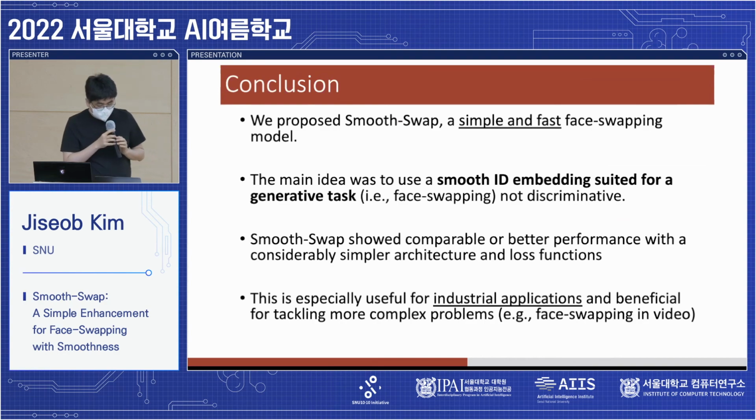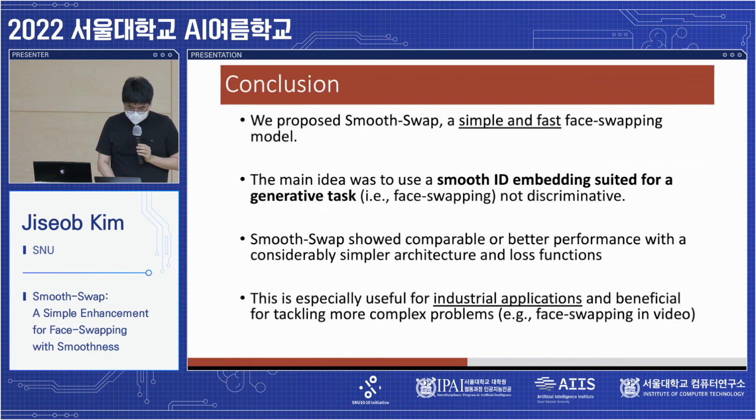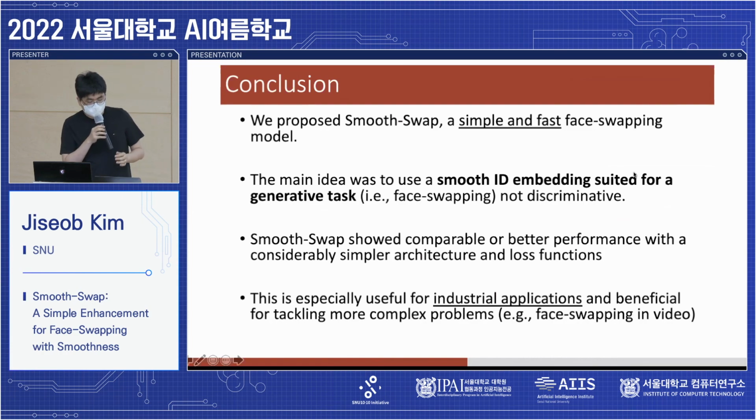And SmoothSwap showed comparable or better performance with considerably simpler architecture and loss functions. This is expected to be very useful for industrial applications because our model has a homogeneous structure, so it can be parallelized very easily. And it is also beneficial for tackling more complex problems.